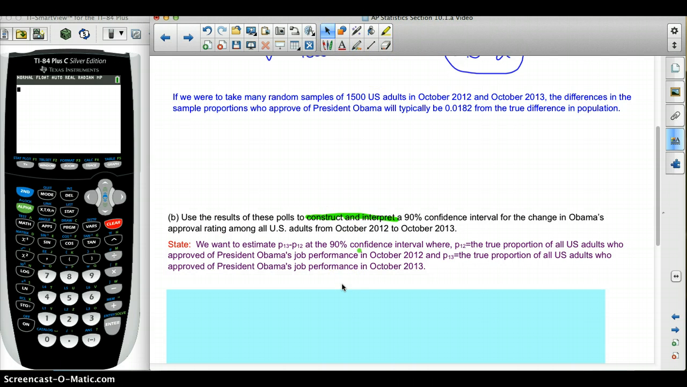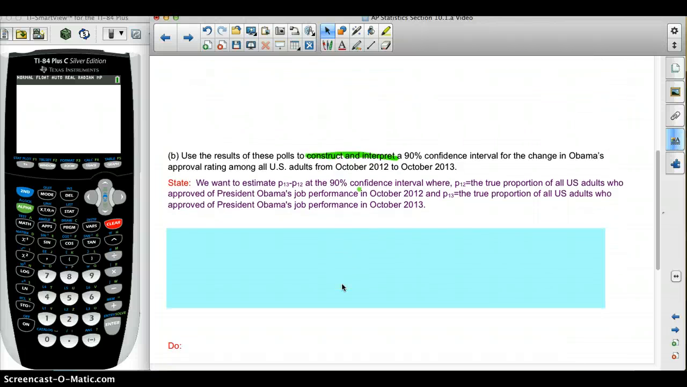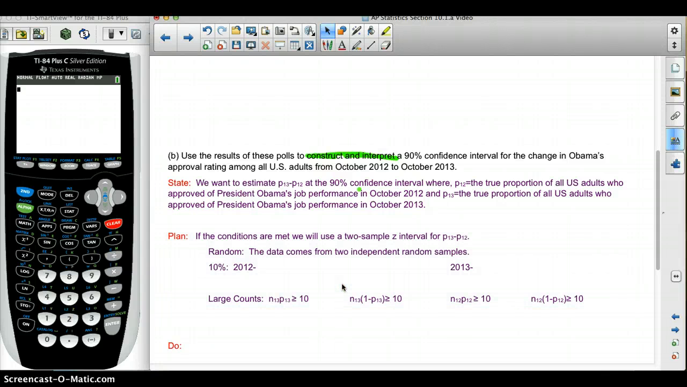Okay, so in order to do the four-step process, we want to first state. We want to estimate p of 2013 minus p of 2012 at the 90% confidence interval, where we then have to identify what p12 and p13 are. So p sub 12 is the true proportion of all U.S. adults who approved of President Obama's job performance in October 2012, and p sub 13 is the true proportion of all U.S. adults who approved of President Obama's job performance in October of 2013. Okay, your plan. If the conditions are met, we will use a 2-sample z interval for the proportion of the parameter for 2013 minus the parameter of 2012.